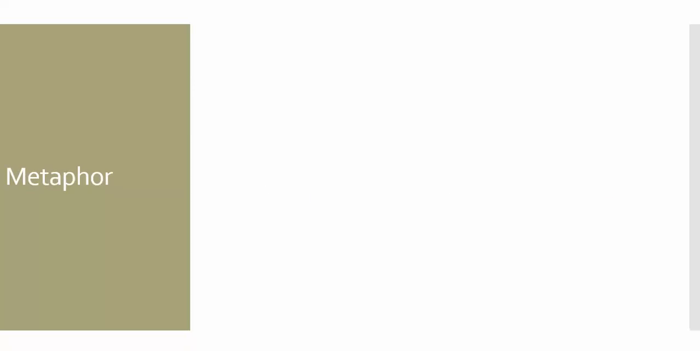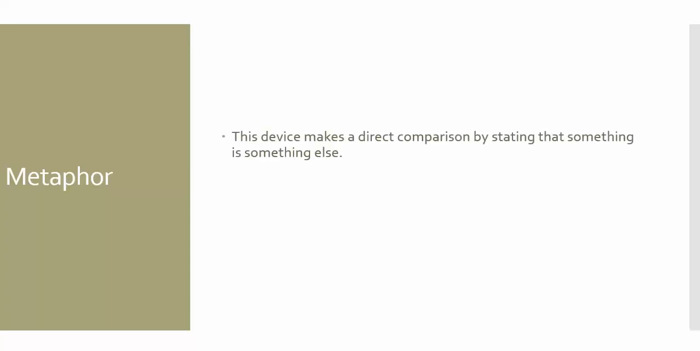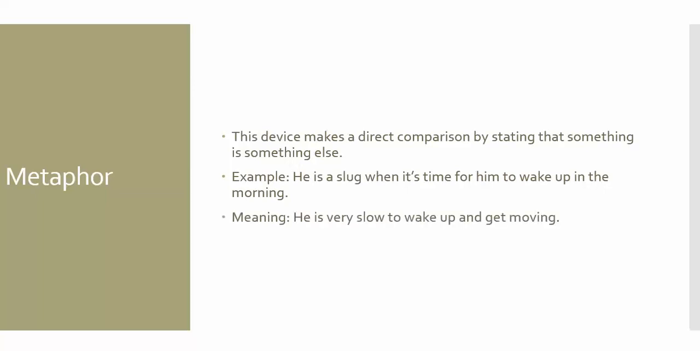Metaphors are tricky. Some metaphors are directly stated and others you really have to be thinking about. I'm going to give you the basic example today, and we will talk about more complex metaphors in the future. What a metaphor does is it makes a direct comparison by stating that something is something else. Example, he is a slug when it's time for him to wake up in the morning. Obviously, we're not really talking about a slug, we are talking about a boy. But what does it mean when we say he is a slug? It means that he is very slow to wake up and get moving.